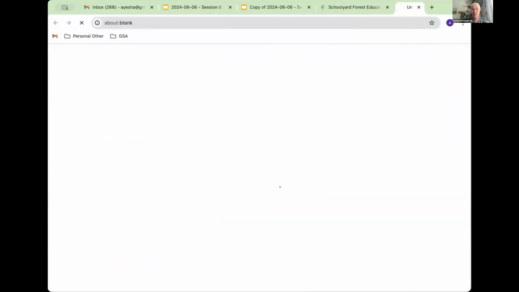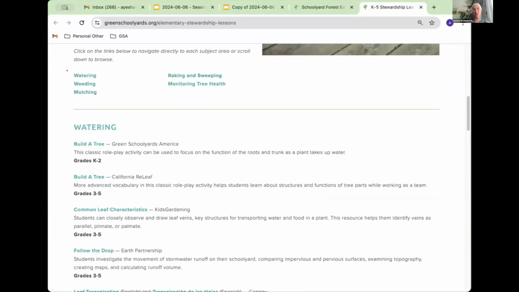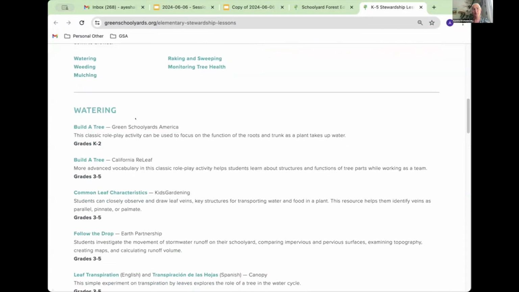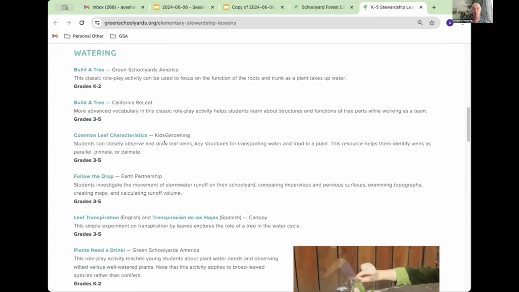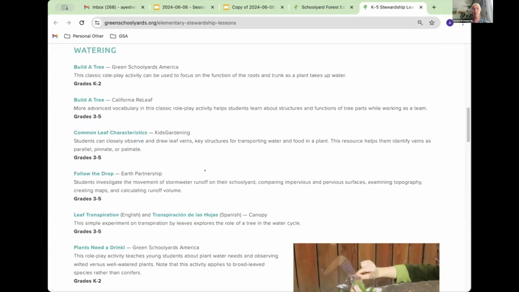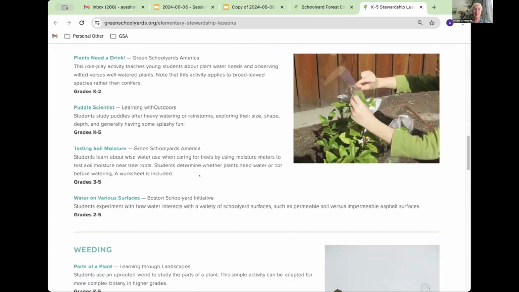So different grades, for example, if I go to grade 5, just some tips, again, broken down by those same main stewardship tasks. If teachers are watering with students, for example, they may want to think about plant water transport systems, and build a tree as a classic role play activity. They may want to study leaf veins. They may want to study water runoff, follow the drop, and comparing impervious and pervious surfaces, examine topography. They may want to get into leaf transpiration. I will not belabor the point.